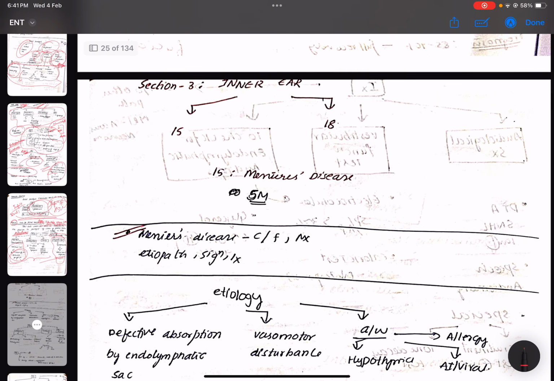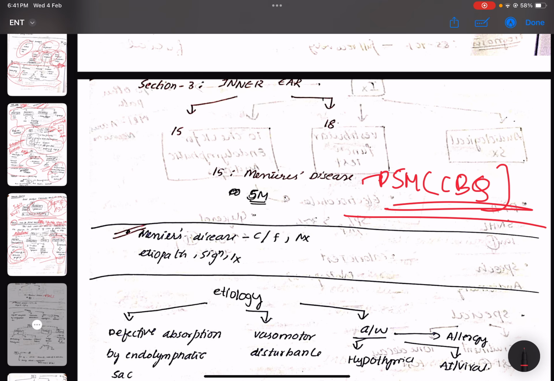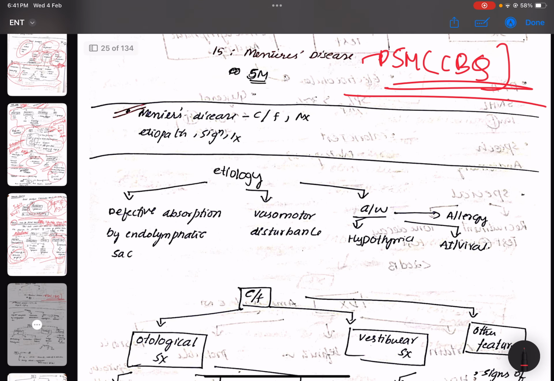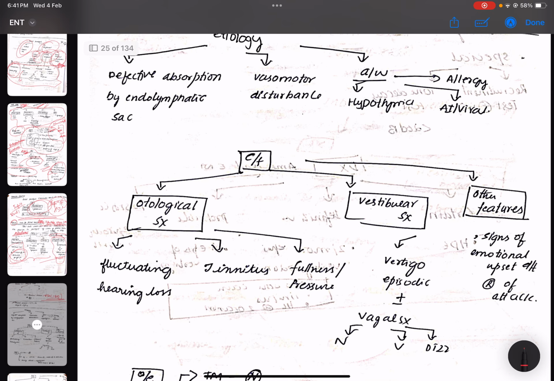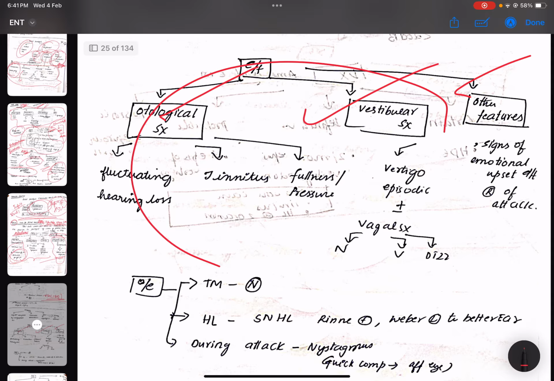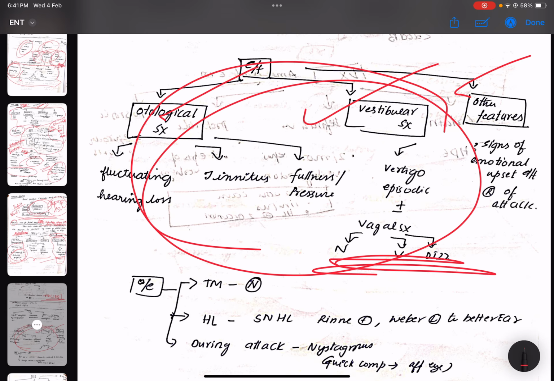Coming to here, the major thing is Meniere's disease. Again, it's an important 5 marker. You might get a CBQ based on it, so study up on it. These are the etiology. These are the clinical features. While talking about clinical features, you have to mention majorly these two things: the vertigo with the vagal symptoms. That is the important thing.